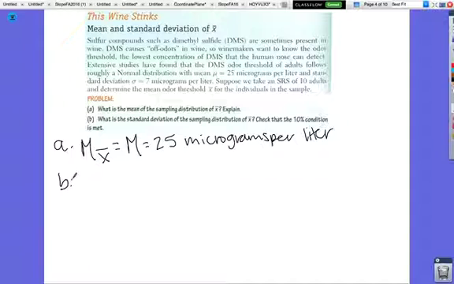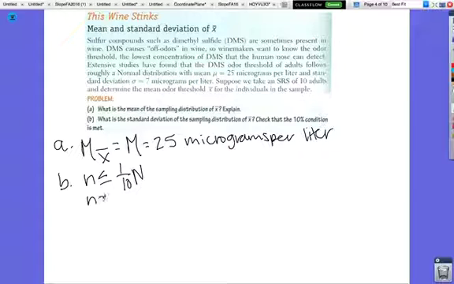All right, for B, what is the standard deviation of the sampling distribution of X bar? Check that the 10% condition is met. So let's first check the 10% condition. The 10% condition just means that the simple random sample size, the little n, is less than or equal to 1/10 of the entire population. So we want to think about what our little n is going to be.